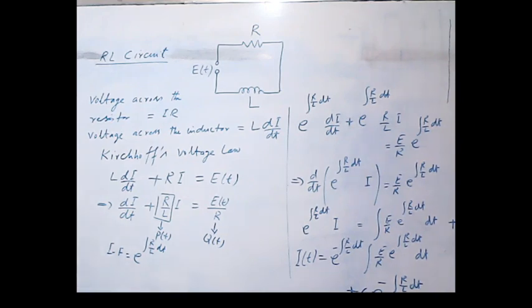So we discussed the formation, we derived the formation, and we found the general solution of the RL circuit. Now we consider a particular problem in which we find the current at any time, or find the current at a particular time.